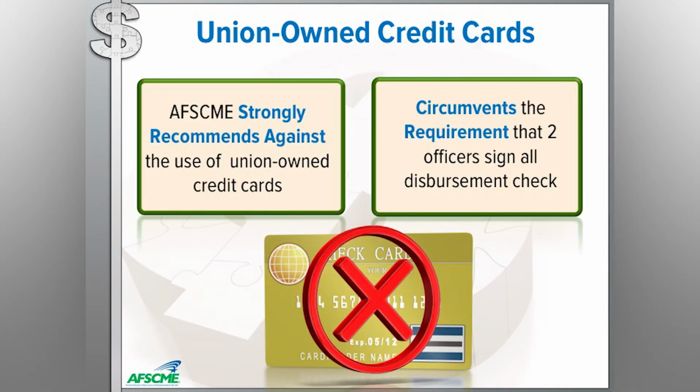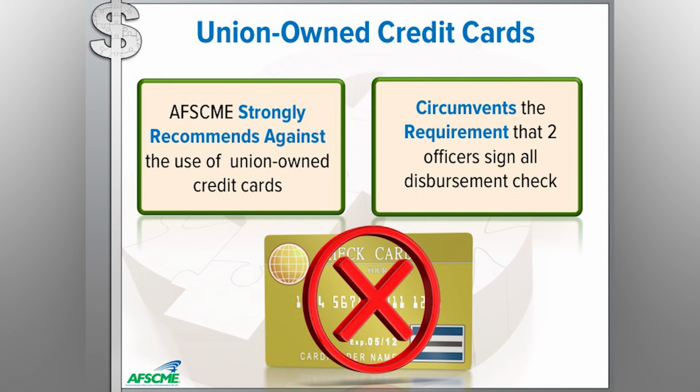We're now going to cover credit cards. AFSCME strongly recommends against the use of union-owned credit cards. The reason being it circumvents the requirement that two officers sign all disbursement checks. When you have a union-owned credit card, you no longer have two officers signing for the disbursement. Now the officer holding the credit card is able to make unauthorized charges, so you need to be extremely careful. And we also have the case of fraud.